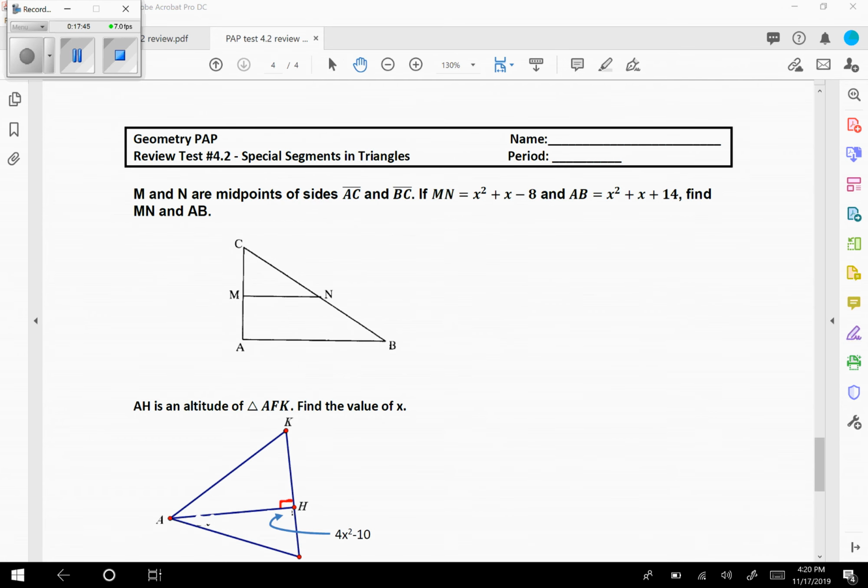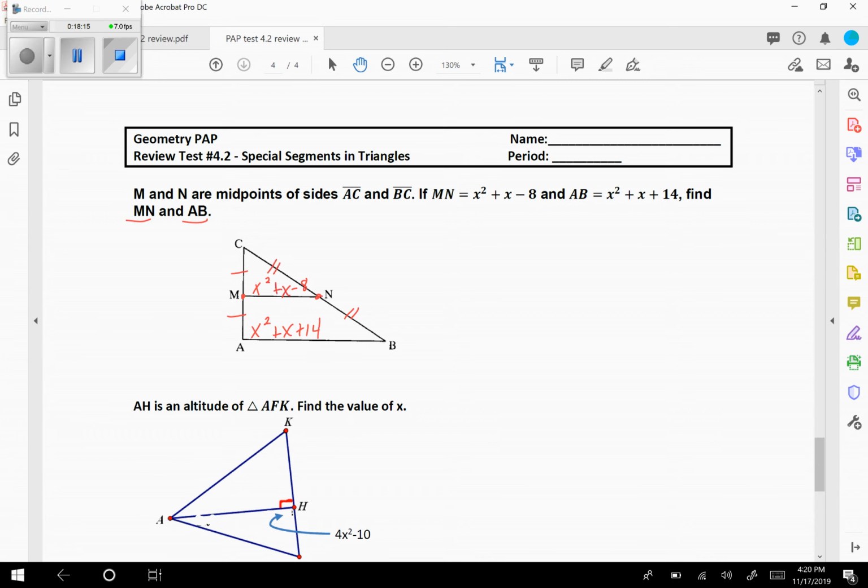All right, next one, it says M and N are midpoints of side AC and BC. So these are in the middle here. So these are congruent there, and these are congruent here. So that means that MN is a midsegment. And it says if MN is x squared plus x minus 8, and AB is x squared plus x plus 14, find the lengths of MN and AB.